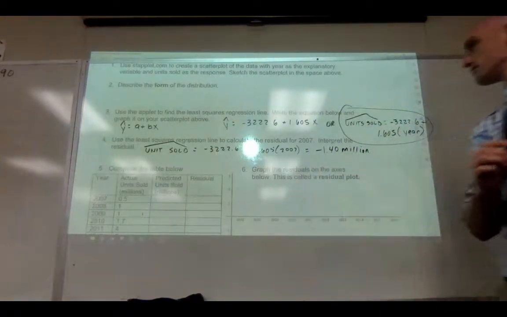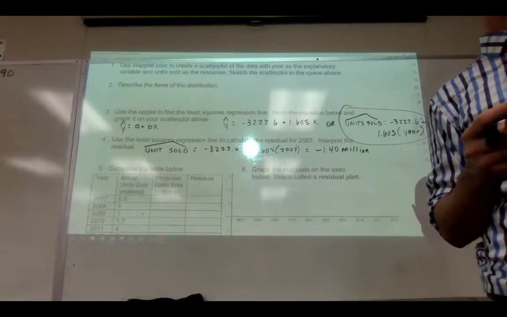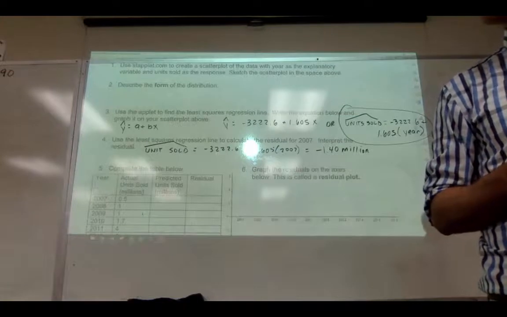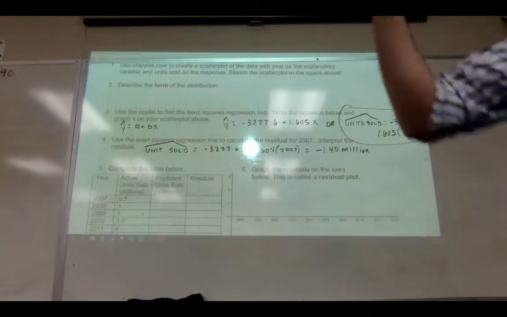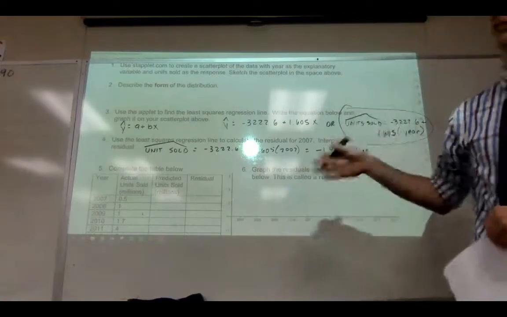Negative 1.40 million units. So, what does that mean? Is this extrapolation? No. Extrapolation kind of goes the other way, right? It'd be us saying, well, I think this might be what it is, really, really far out. We're actually doing this for a year that we know.